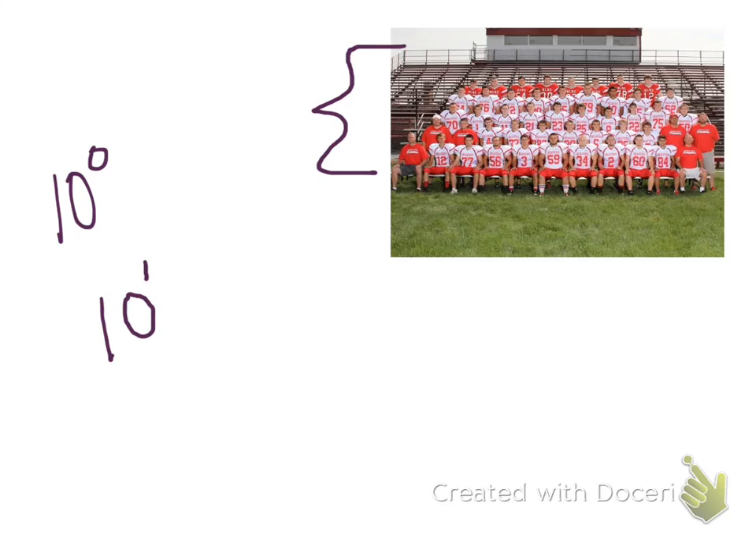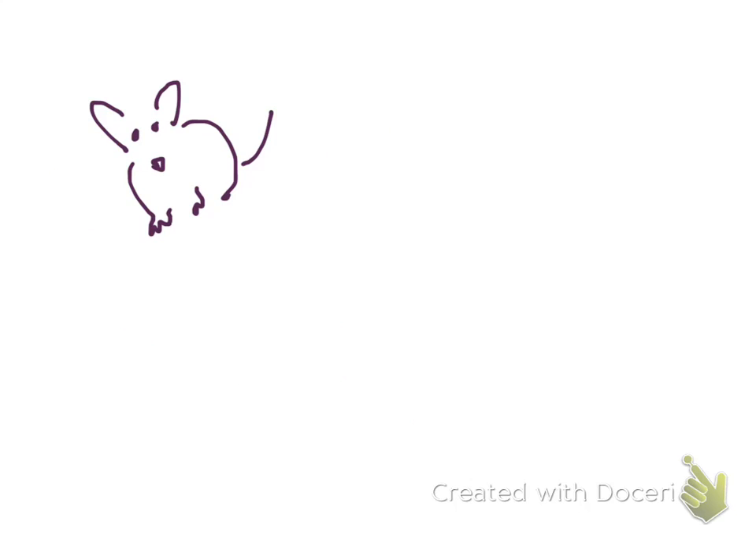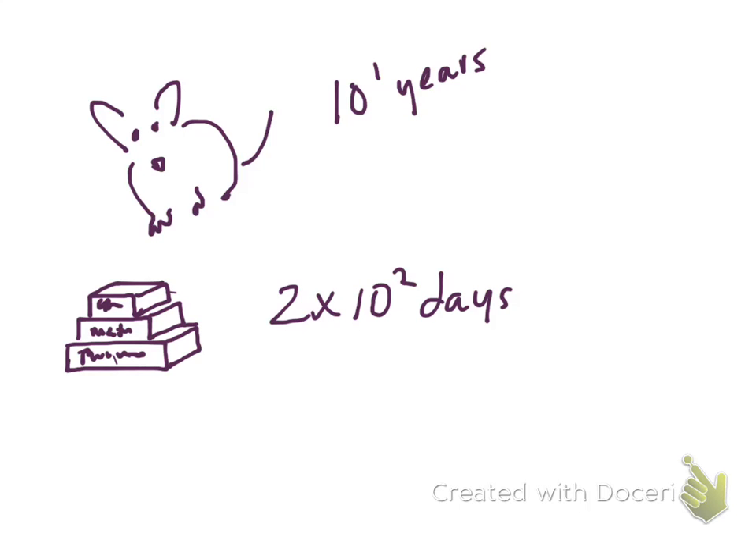Now, if we want to get a little bit more specific, would you say it's 50 feet high? Probably not. So we might go ahead and say 2 times 10 to the first, or 3 times 10 to the first. That's a pretty good estimation. Similarly, you could estimate the order of magnitude of a dog's life, 10 to the first, or the order of magnitude of a school year, 2 times 10 to the second days.